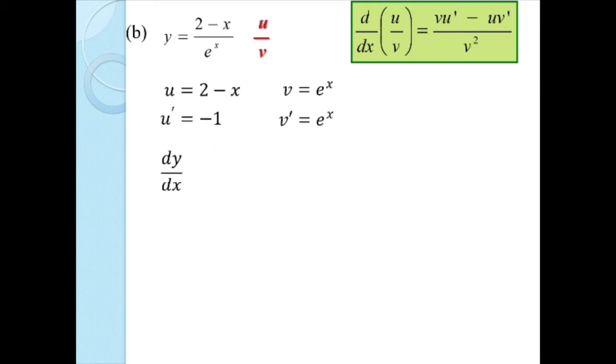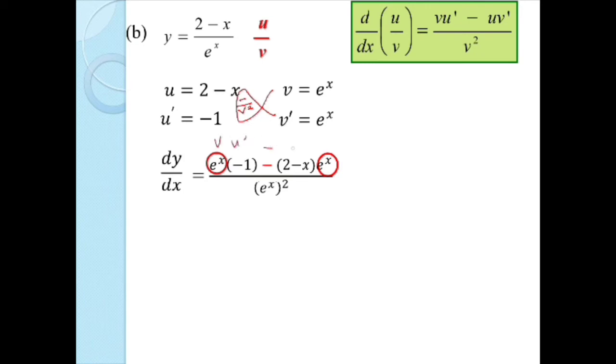After that, remember the formula of your crossfish with the minus in the middle and over v squared. Remember the formula is v times u prime minus u times v prime, over v squared. Next, simplify. Is there anything that you can factorize? I can see there's e power of x at the numerator. So factorize e power of x, and what's left is negative 1 minus, you can expand that minus sign, to get negative 2 plus x.